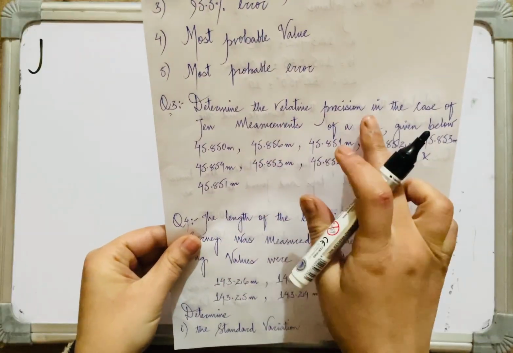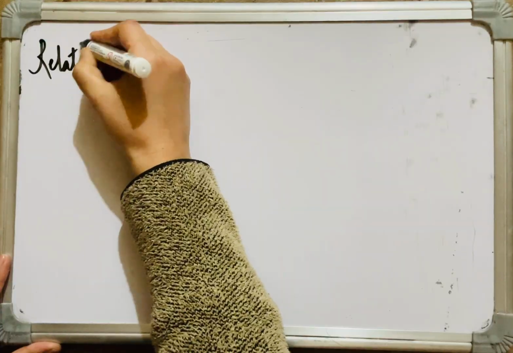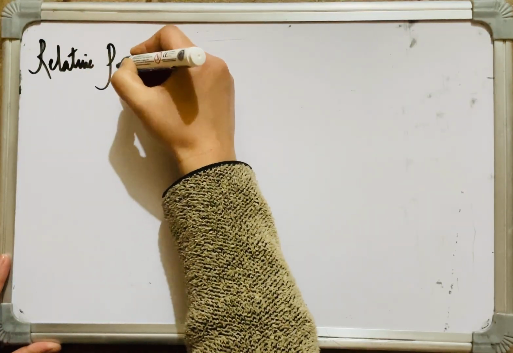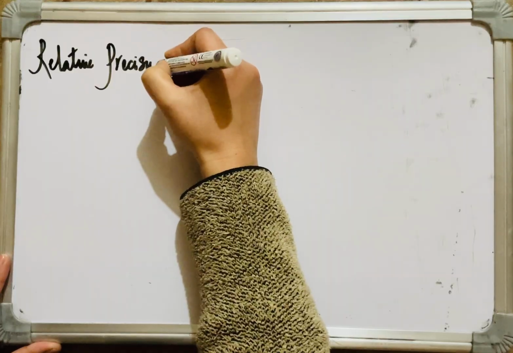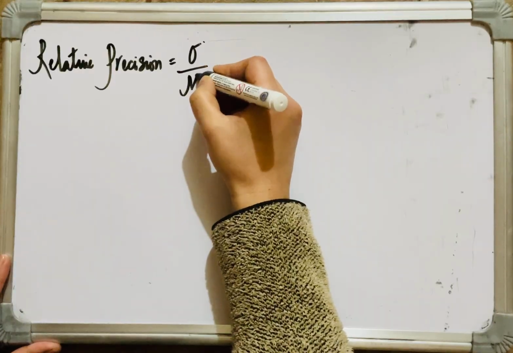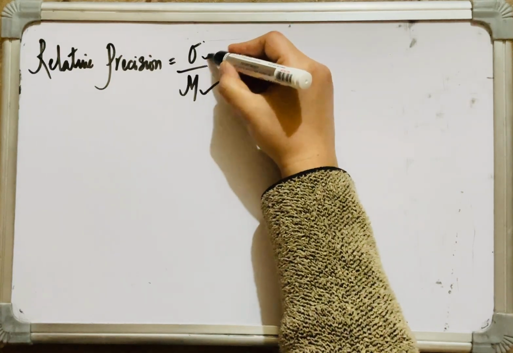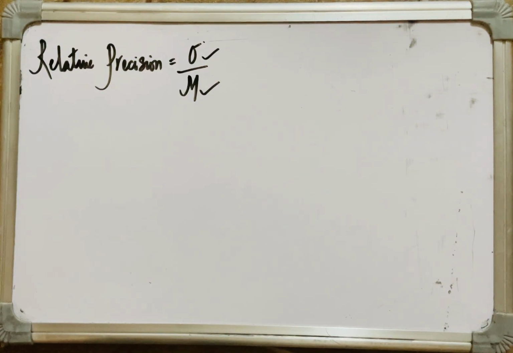All right, we have been asked to determine the relative precision. And you know that relative precision is given by the ratio between standard deviation and the mean value. Mean value I calculated, it was equal to 45.853. So the thing which needs to be calculated is the standard error of the mean.